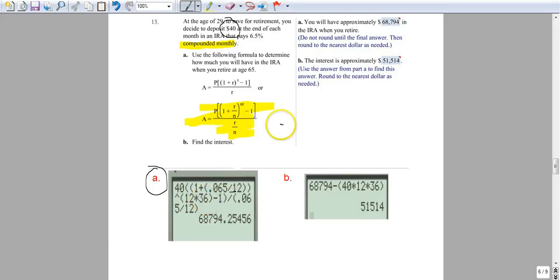How did I get T is equal to 36? Well, that's because we're retiring at age 65, and we started this thing when we were 29. So that's 36 years later.